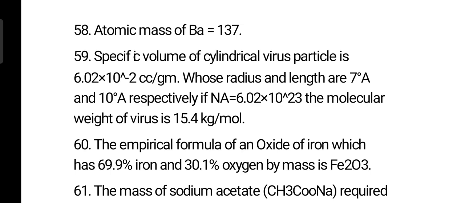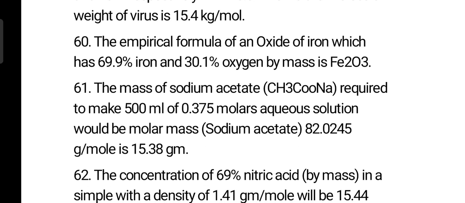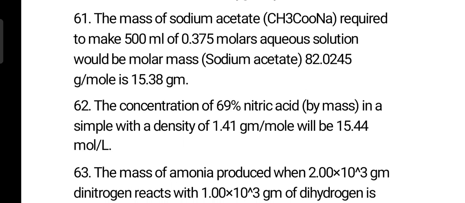The empirical formula of an oxide of iron which has 69.9% iron and 30.1% oxygen by mass is Fe2O3.